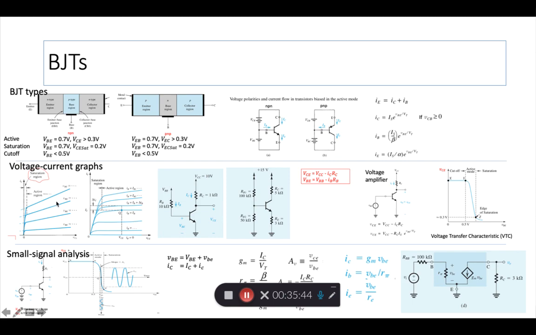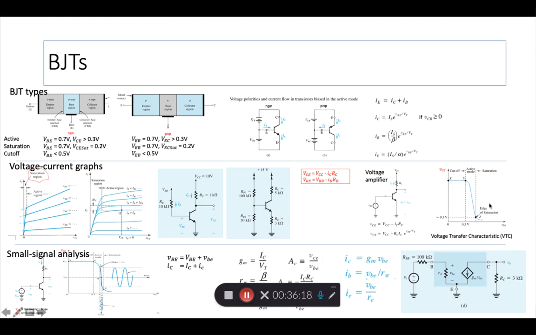Then we looked at a variety of other graphs and relationships, right? Here are some graphs which connect VCE, the collector-emitter voltage, to the collector current. Then we also have another graph called the VTC that connects the output, which is the collector-emitter voltage, to the input voltage, which is the base-emitter voltage.